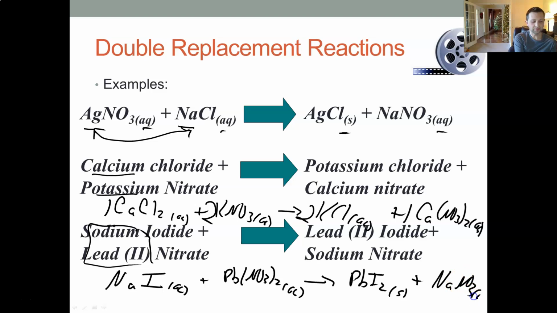NaNO3. All right, got to balance it out. Let's do 2 in front of NaI. Let's do a 2 in front of NaNO3. And I think that's it. Yeah, looks good. All right, takes care of double replacement.